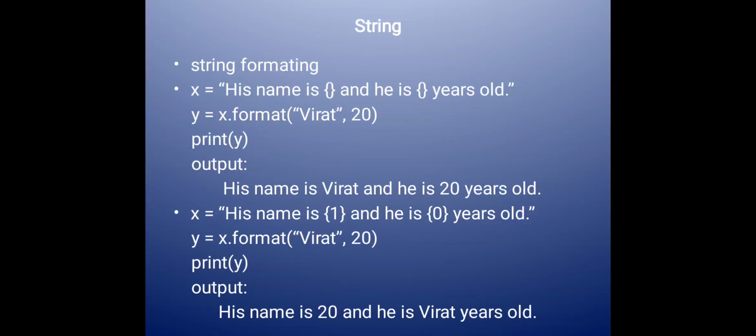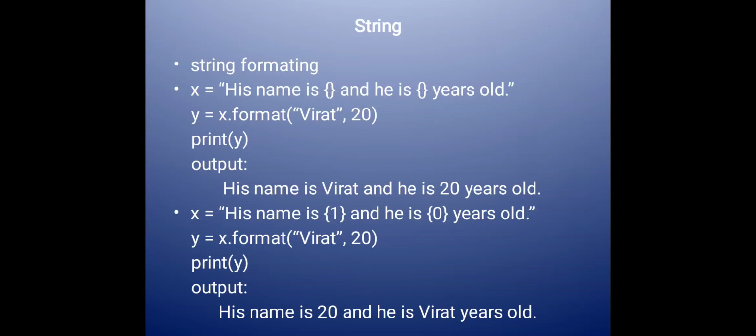That means x is equal to his name is one placeholder. I have indexed that placeholder with a value 1, and he is again a placeholder that I have given an index value like 0 years old. So in this case, the placeholder which is having the 0th value is considered as the first placeholder. And y is equal to x dot format Virat comma 20. Print y. So here the output will be his name is 20 and he is Virat years old.